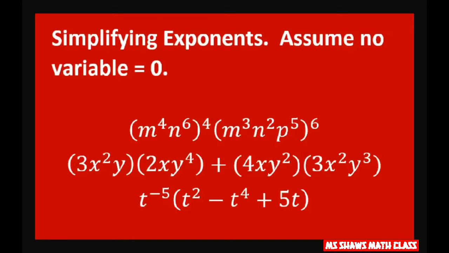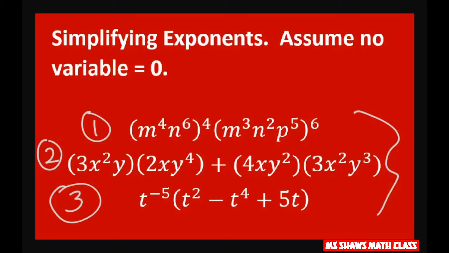In this one, we're going to simplify exponents and assume that no variable equals 0. On this one, we already did an introduction. We have 3 problems that we're going to work on, and we're using our rules. After the introduction, we're just going to use our rules on this.